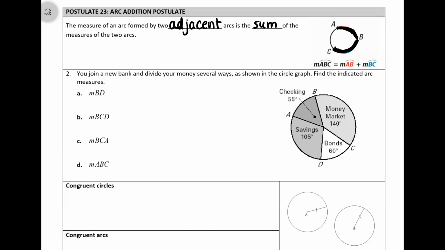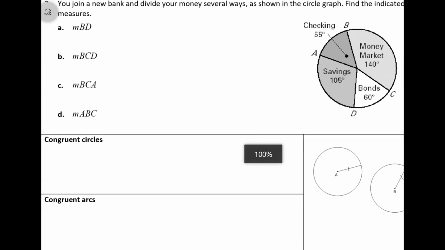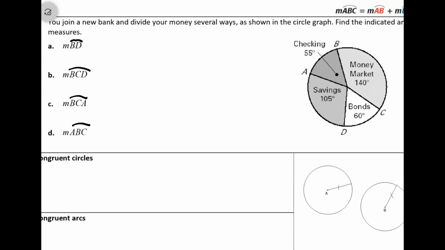We've got number 2. It says you join a new bank and divide your money several ways as shown in the circle graph. Find the indicated arc measures. Now again, for some reason, my arc measures are not showing up. So these, of course, should have little arcs here. So let's take care of that first. And it says, find the indicated arc. So the first thing it tells us to do is to find arc BD.